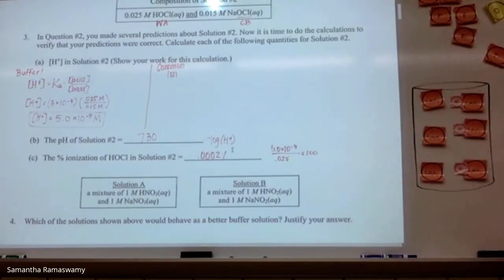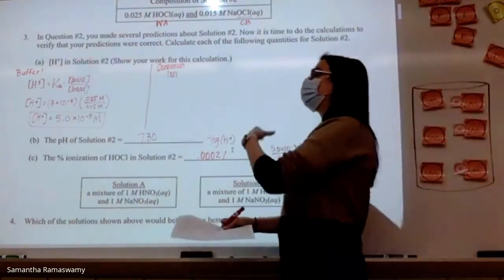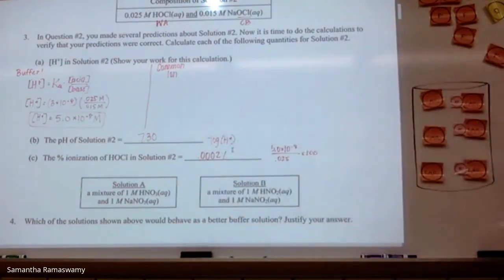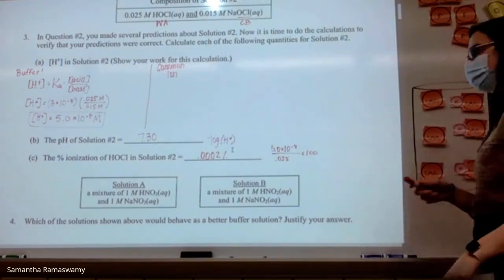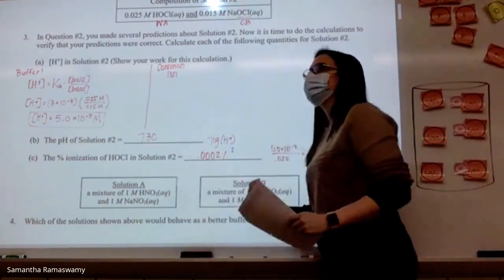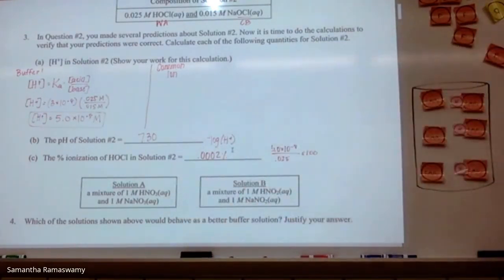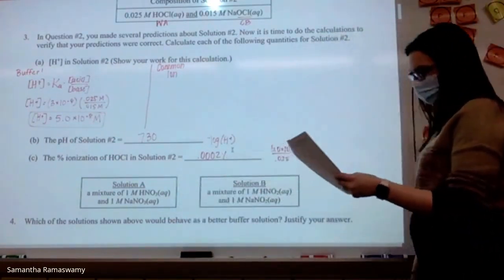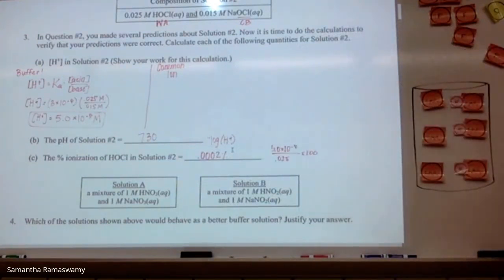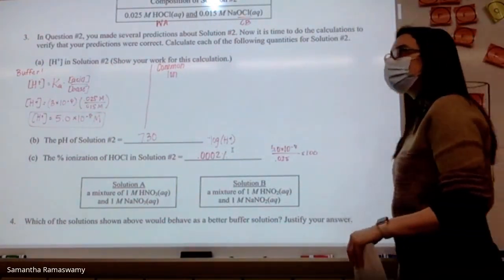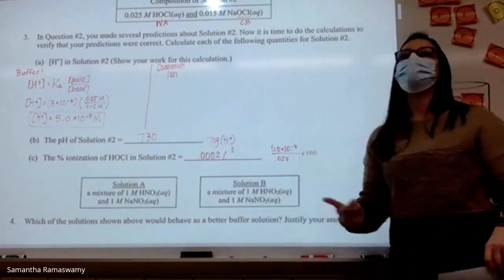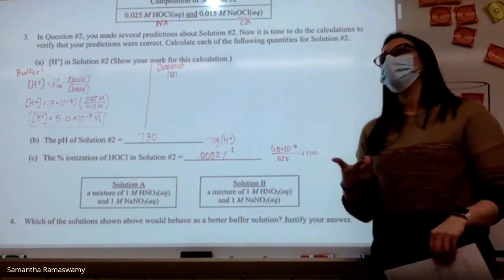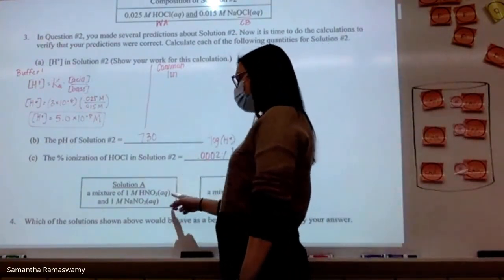So then number 4, I'm going to read through it, and I want you to look at the 2 solutions and label them and see if you can figure out number 4. Number 4 says, which of the solutions shown above, solution A and solution B, would behave as a better buffer solution? Justify your answer. So you need to tell me solution A or solution B, but also justify your answer. Look at solution A and label what's part of solution A. Look at solution B and label what's part of solution B.